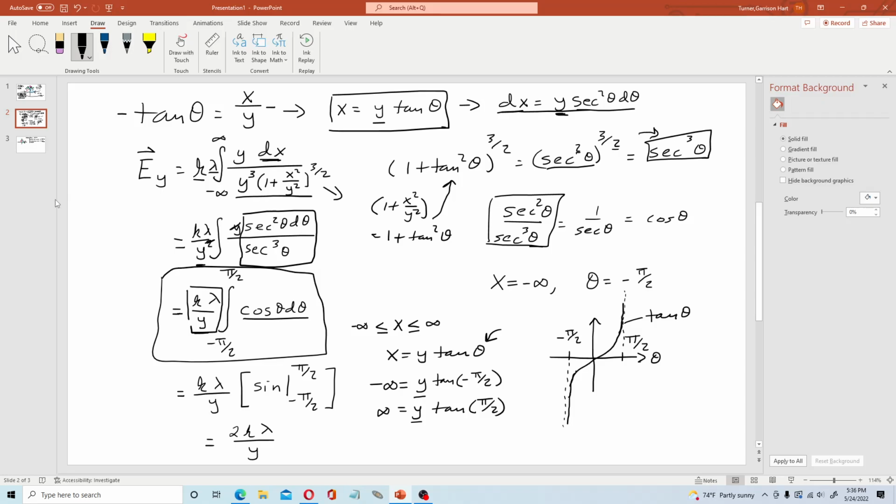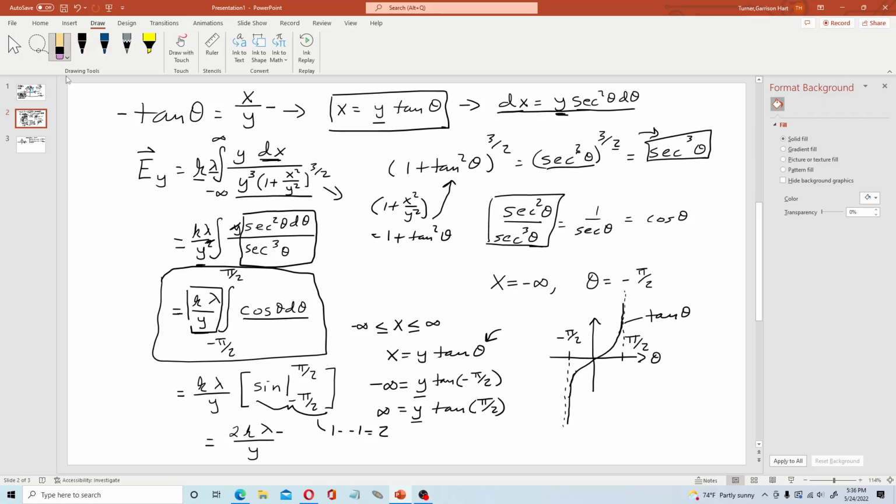And the integral of cosine is just sine, so I'm going to evaluate sine between pi halves and negative pi halves. And the sine of pi halves is 1. The sine of negative pi halves is negative 1. So this just becomes 1 minus negative 1, which is 2. And so my end result is 2 times k times lambda over y.